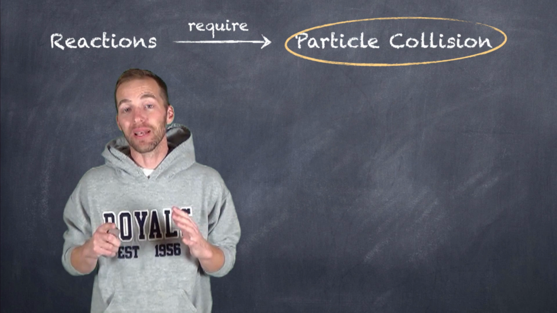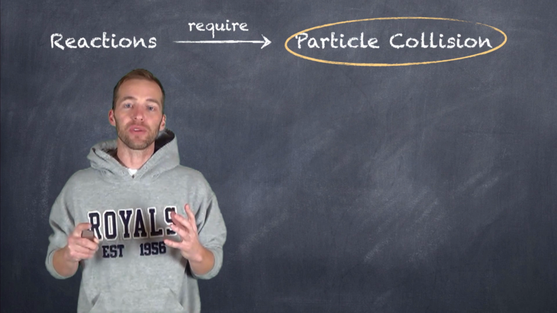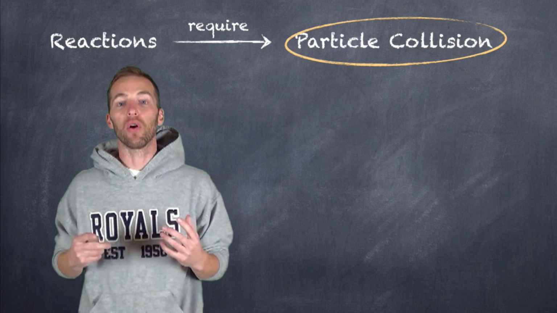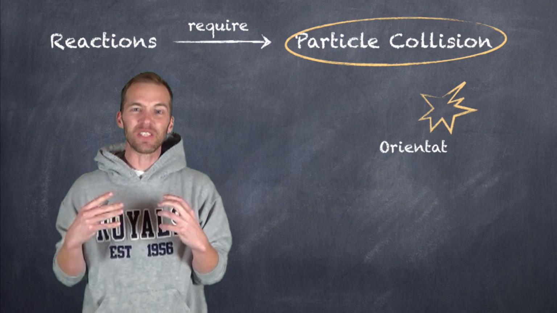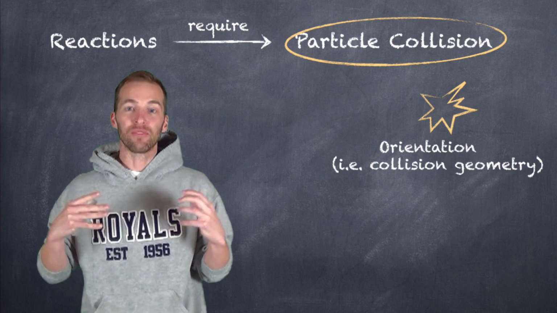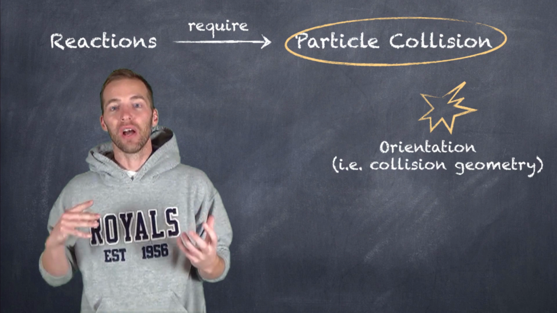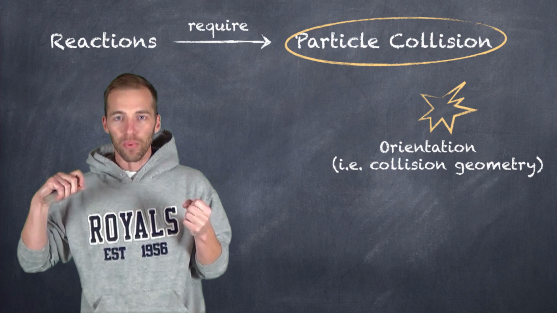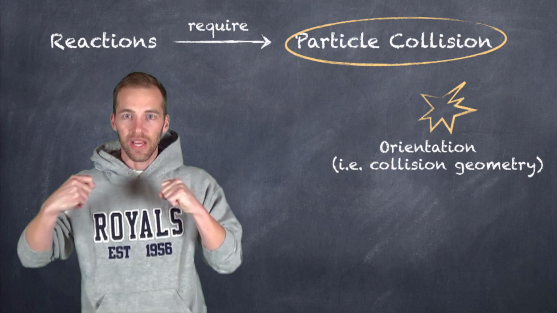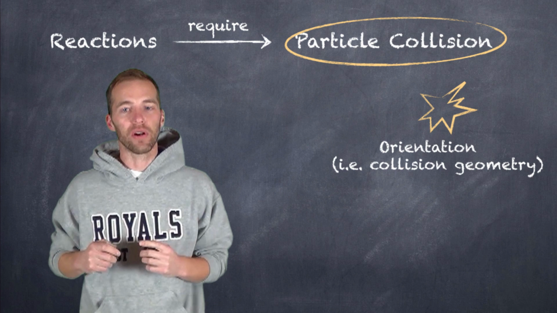Now, there are a couple of things that must happen first. One, there has to be the proper orientation, or what we call collision geometry. Molecules, even if they collide together at high speeds, won't necessarily create a reaction unless they're oriented in the correct way. That is, there has to be an appropriate geometry. They have to hit in just the right way in order for there to be a reaction.